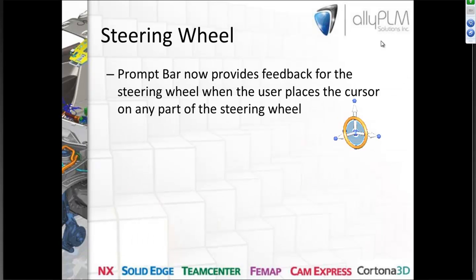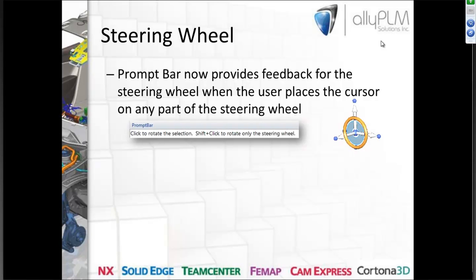Prompt bar feedback's been greatly improved. During the positioning or the using of the steering wheel, if you were to hover over the torus, the steering wheel is going to tell us that you can rotate the steering wheel.